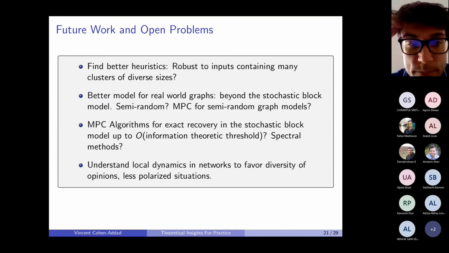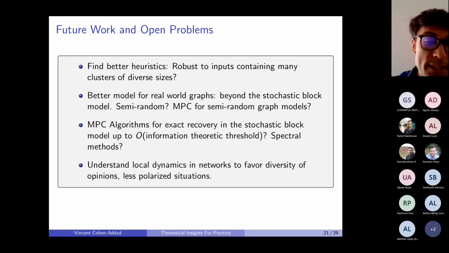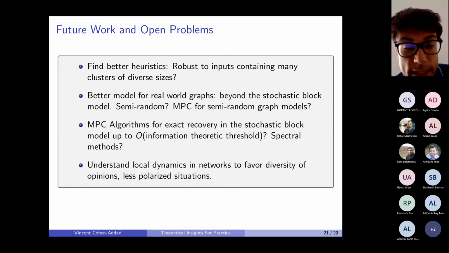Right, so can we come up with an MPC algorithm that can get you to exact recovery in the stochastic block model, so find A1, A2, but now you want to go down to the information theoretic threshold, or even a polylog factor from the information theoretic threshold, or make the spectral method work in these cases, and so on.